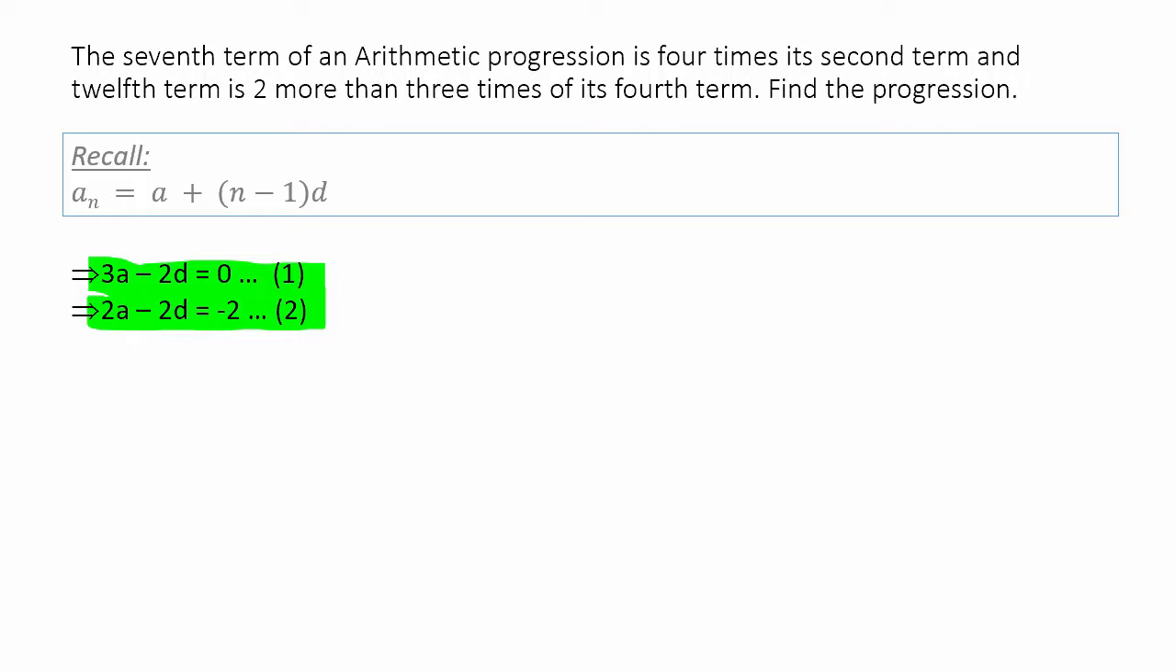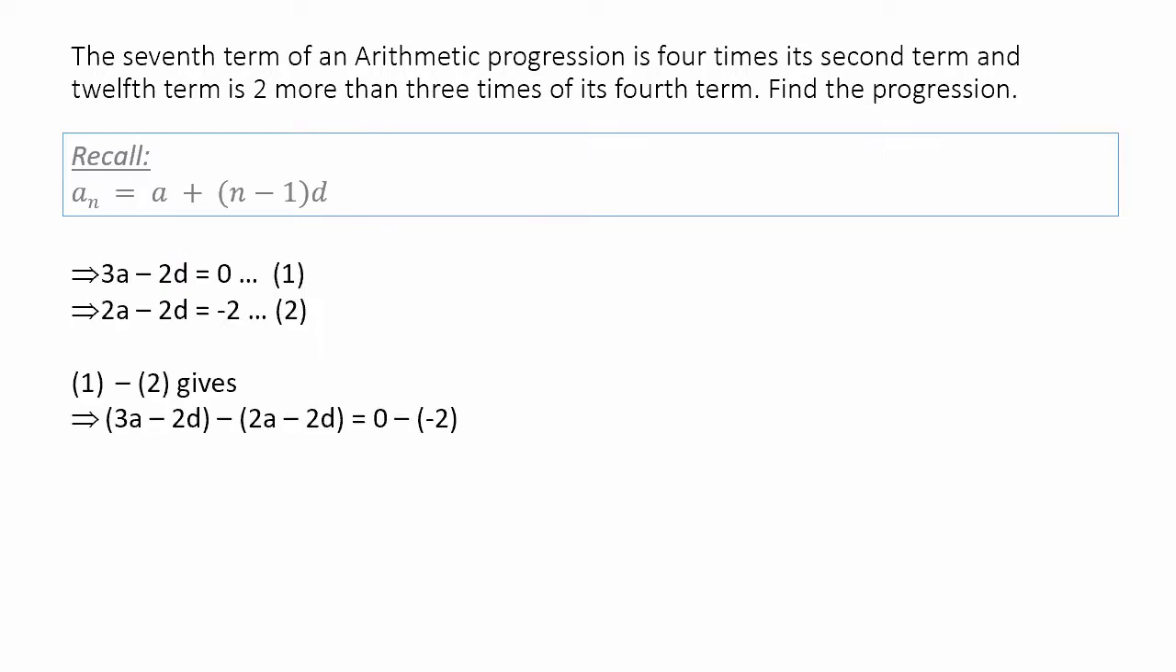Notice that both have 2d. So if we do equation 1 minus equation 2, we can eliminate 2d. So 2d goes away, 3a minus 2a becomes a, and 0 minus of minus 2 becomes plus 2. So net we get a equals 2.